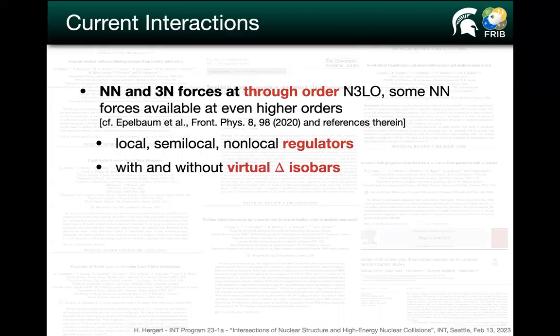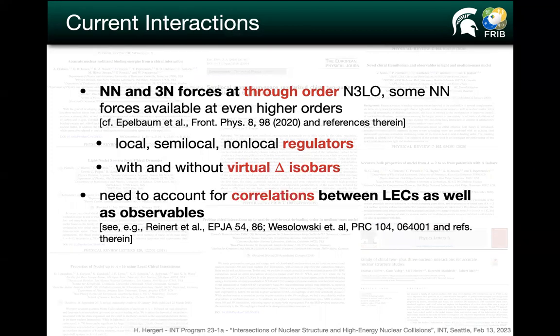I already indicated some people would like to include virtual delta isobars, so intermediate deltas as degrees of freedom, which will cause some reorganization of the power counting, of course. And then there have been now more statistically sound investigations of how these interactions are fit that have found that we maybe have to pay more attention to correlations between LECs as well as observables in the construction of these interactions, and then this can have an impact on the predictions that are made. And I just list some of the papers discussing that right here.